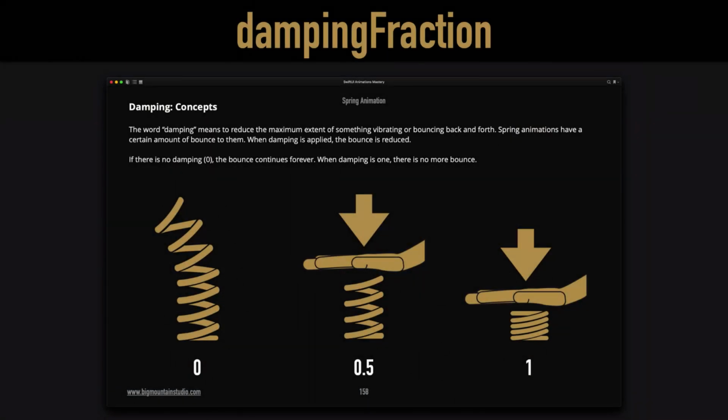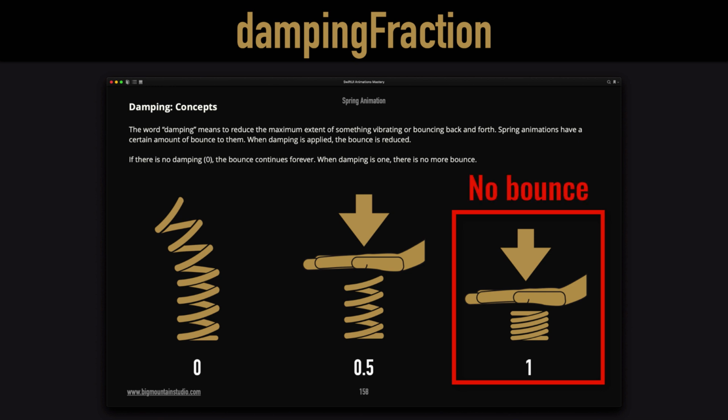Damping fraction. So the word damping, it means to reduce the maximum extent of something vibrating or bouncing back and forth, like a spring. So when you add a damping fraction, you're stopping the springiness of the animation. If you give it a 0, it's just going to bounce and bounce forever. But if you add some damping to it, like 50% damping, like the middle picture, it's only going to bounce half as much with the duration that you give it. And then if you apply a 1, which is 100% damping, then it's not going to bounce at all. And you just have a regular animation.